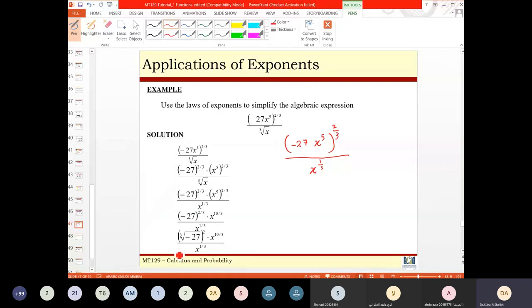Can you see everything clearly? Yeah. So what do you suggest me to do? Come on, suggest to me what the next step I should do is. I have minus 27 and I have x^5. Notice there is multiplication between them, so the 2/3 is distributed between them. It can be distributed. Excellent, yeah. We distribute the exponents. So this will be minus 27 to the power 2/3 multiplied with x^5 to the power 2/3 divided by the x^(1/3) that I have. Come on.